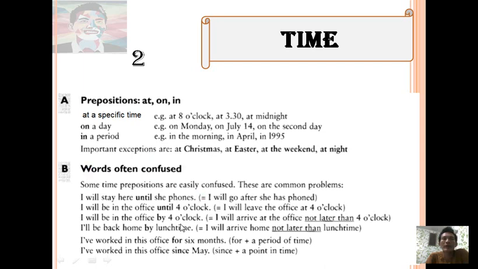Words often confused. Okay, look at this one first. Sometimes prepositions are easily confused. There are common problems. For example, I will stay here until she phones. I will go after she has phoned. I will be in the office until 4 o'clock. I will leave the office at 4 o'clock.